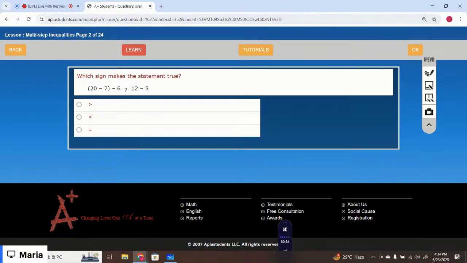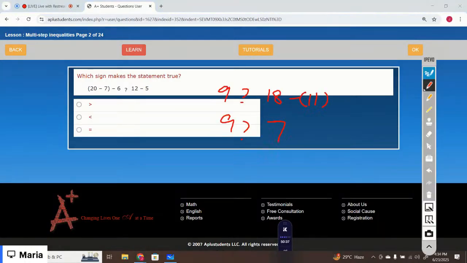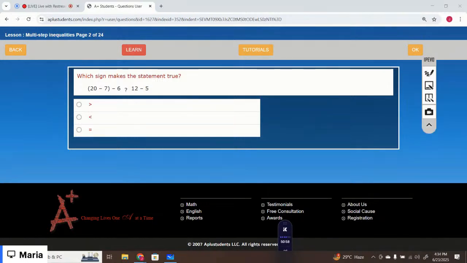Which sign makes the statement true? 20 minus 7 minus 6. 20 minus 7 is 13. 13 minus 6 is 7. 7 is equal to 7. They both are exactly equal. Option number 3 is the correct option. Equal.